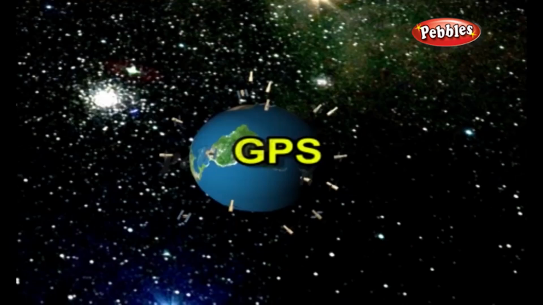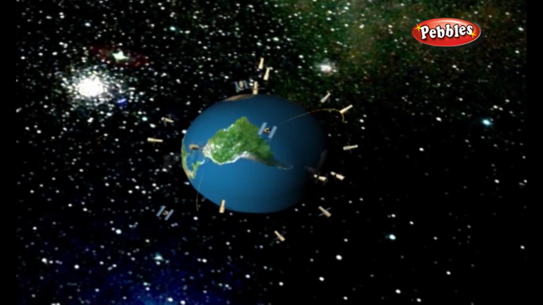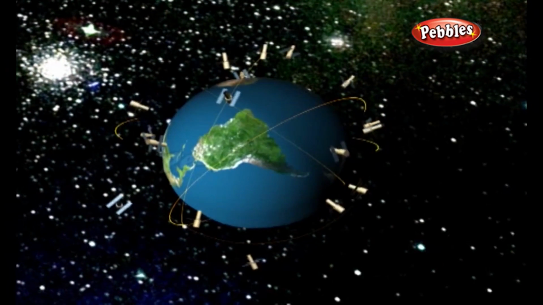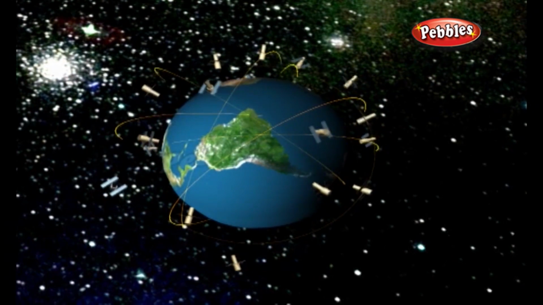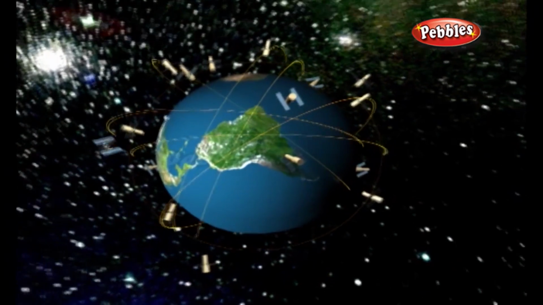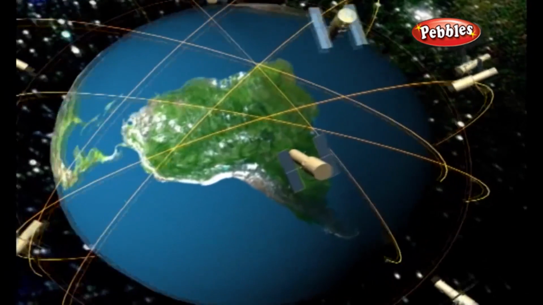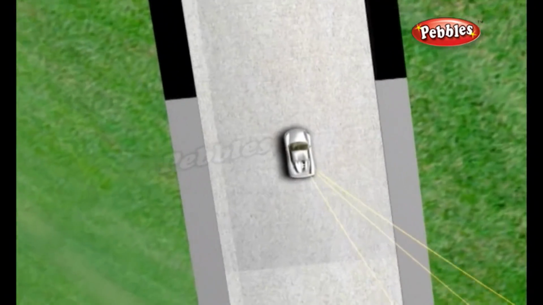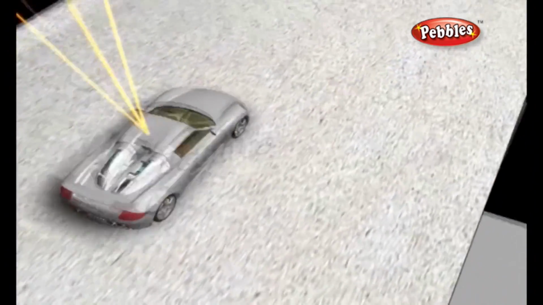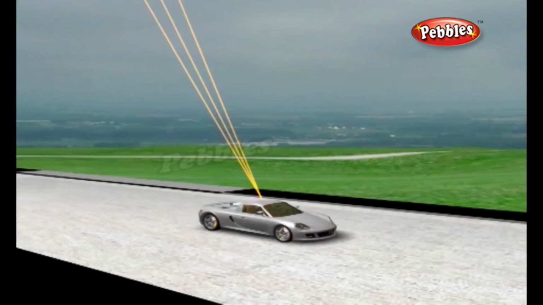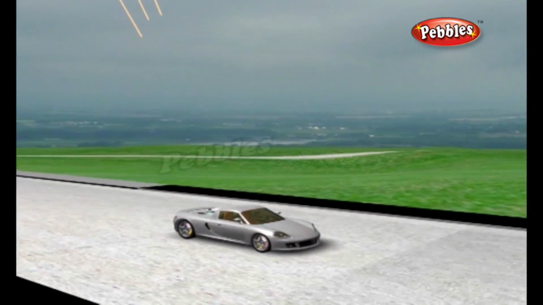GPS. The Global Positioning System, or GPS, is a global navigation satellite system developed by the U.S. Department of Defense. It is a fleet of more than 24 communication satellites that transmit signals globally around the clock. With a GPS receiver, one can quickly and accurately determine the latitude, the longitude, and in most cases, the altitude of a point on or above the Earth's surface.